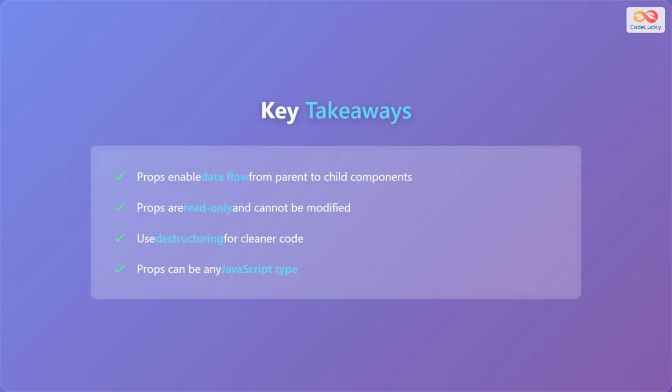Here are some key takeaways from this video. Props enable data flow from parent to child components. Props are read-only and cannot be modified by the child component. Use destructuring for cleaner and more readable code. And finally, props can be of any JavaScript type, allowing you to pass a wide range of data to your components.